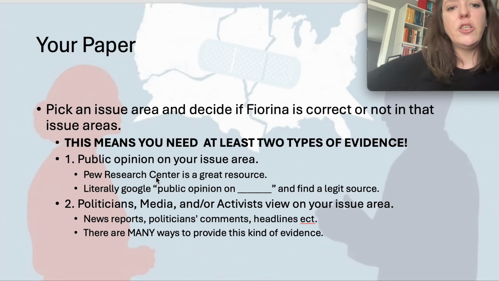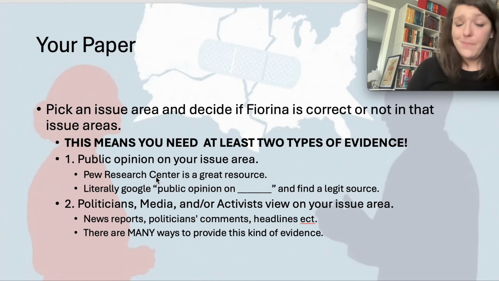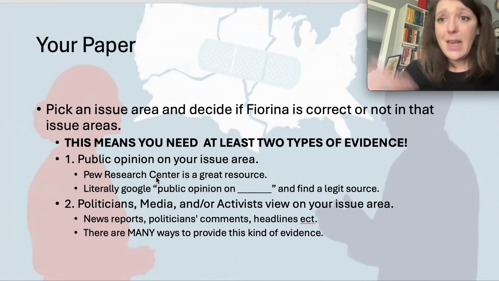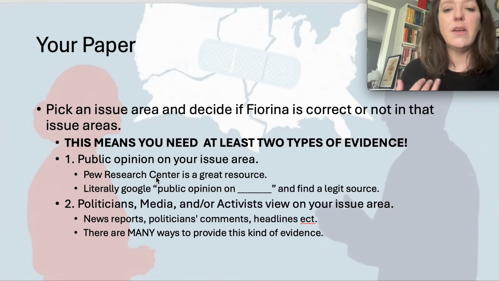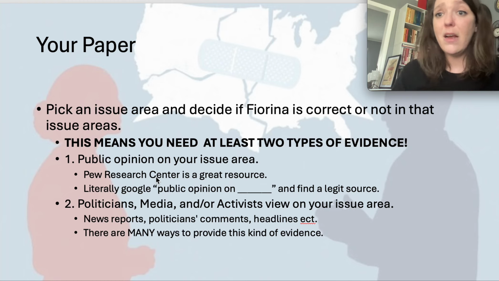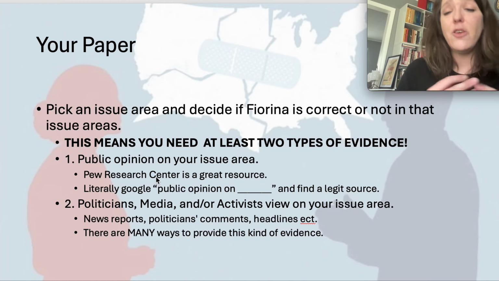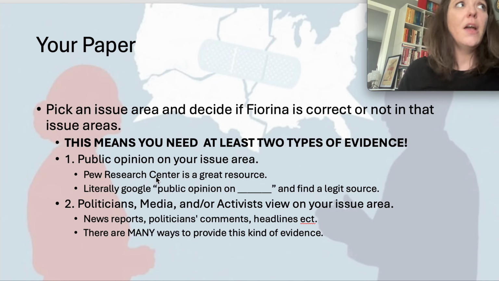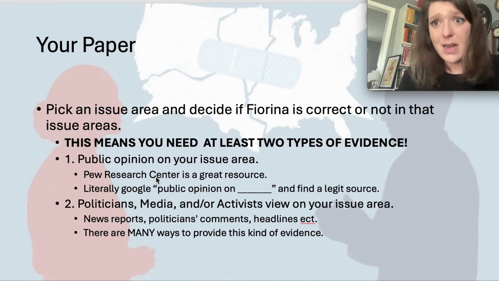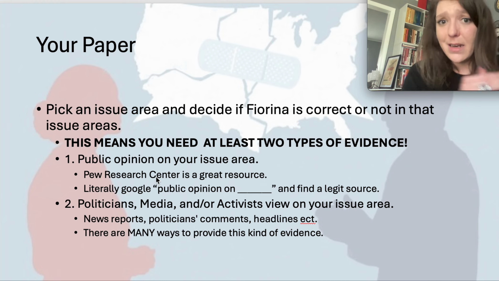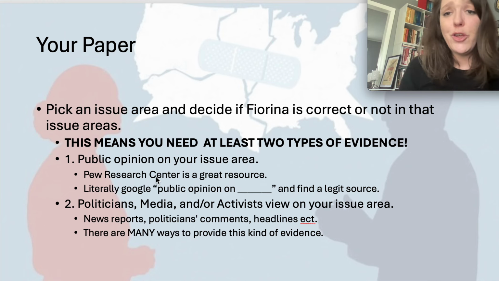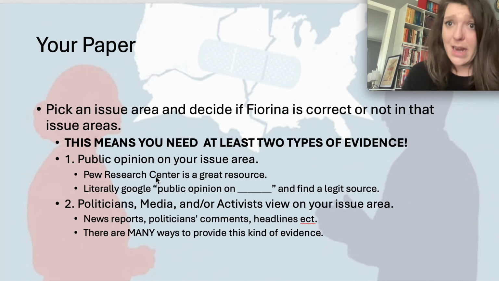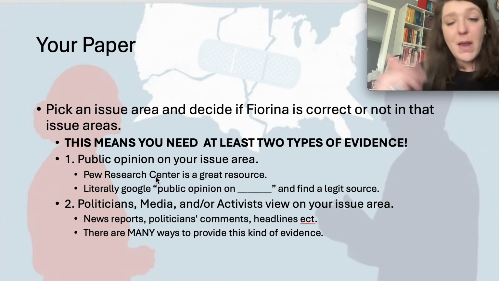Next, politicians, media, and/or activist views. So you need to bring in the political elite in this. You need to give some evidence of what the media or politicians or activists think. And you can do this in lots of different ways. It's not going to be an epic survey like in the public opinion case, but you can use news reports, politicians' comments, different headlines, etc. to illustrate that the political elite are polarized or they're not polarized. Whatever. There are many ways that you could do this that would be good.